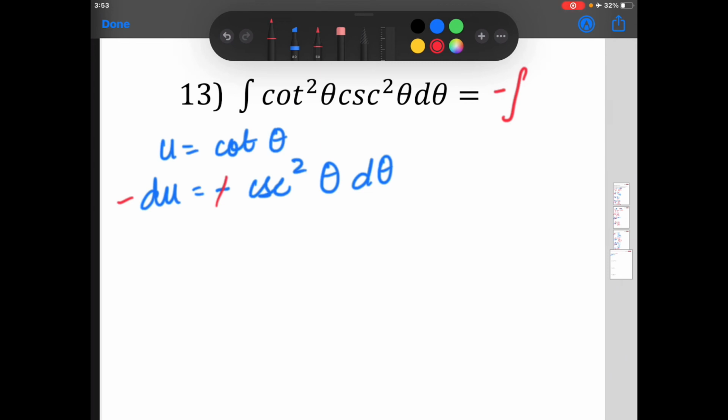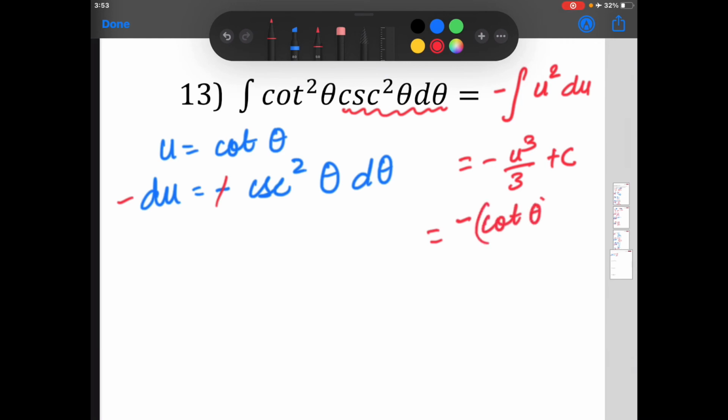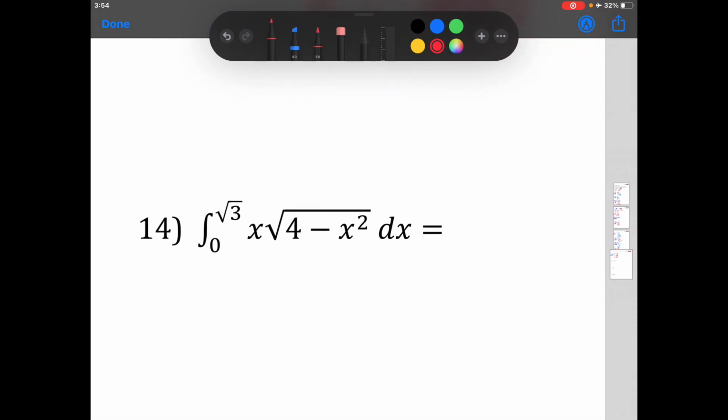Cotangent square is just your u squared. And this is just u. So u squared is what? The integral of u squared is u cubed over 3 plus c, which is going to be, substitute back your u in, cotangent theta cubed over 3 plus c. Or you can choose to write it as negative cotangent cubed theta over 3 plus c. Totally your call. Both are acceptable answers.